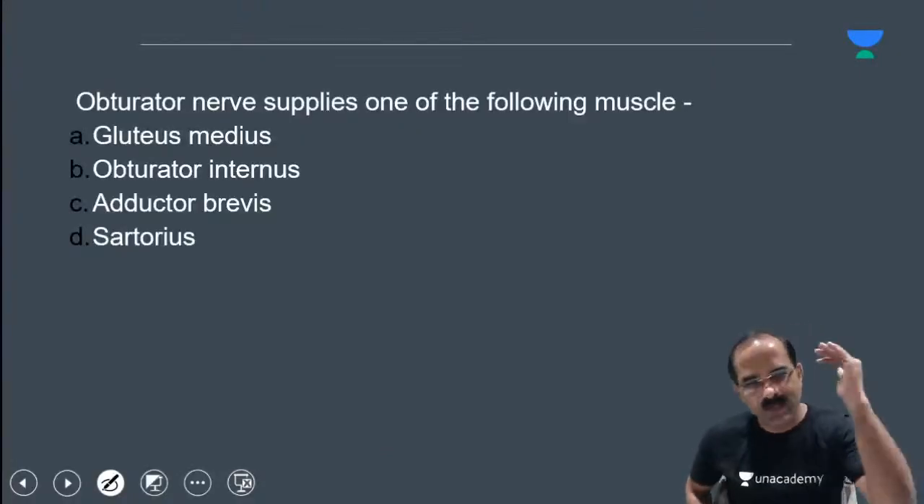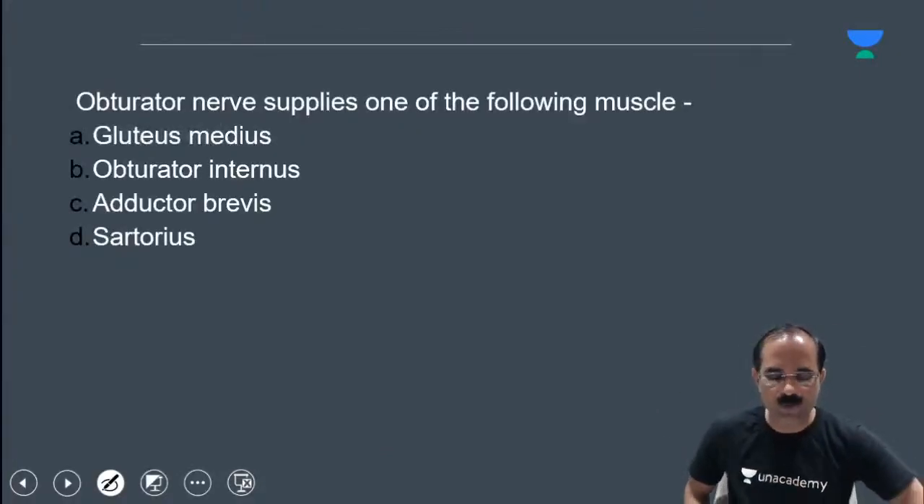Okay, students, coming to the next MCQ. Come on, if you can answer this. Obturator nerve supplies one of the following muscles.